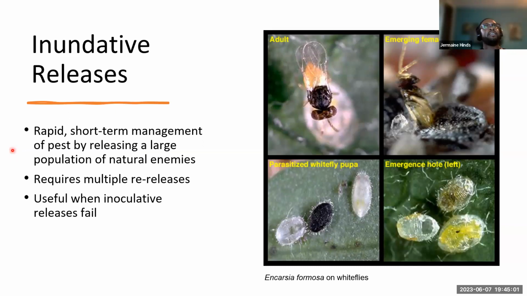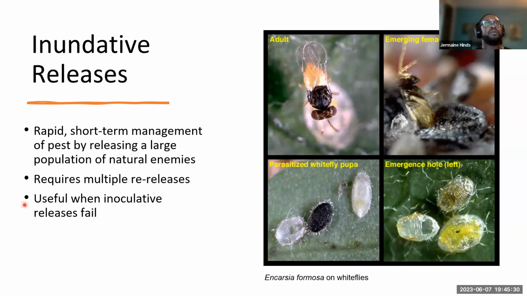Inundative releases are rapid short-term management of pests by releasing a large population of natural enemies. So this is releasing thousands or millions of biological control agents to get that rapid response. This is kind of analogous to a spray, right? You release a lot of wasps or predators to try to get a quick return or quick control of pests. But this is often ineffective because it requires multiple re-releases, right?